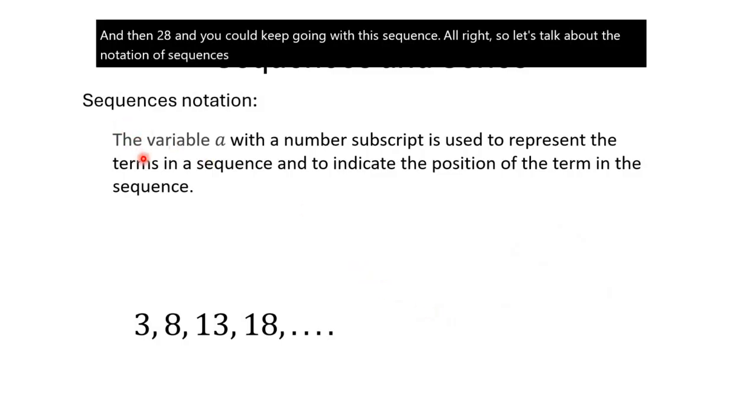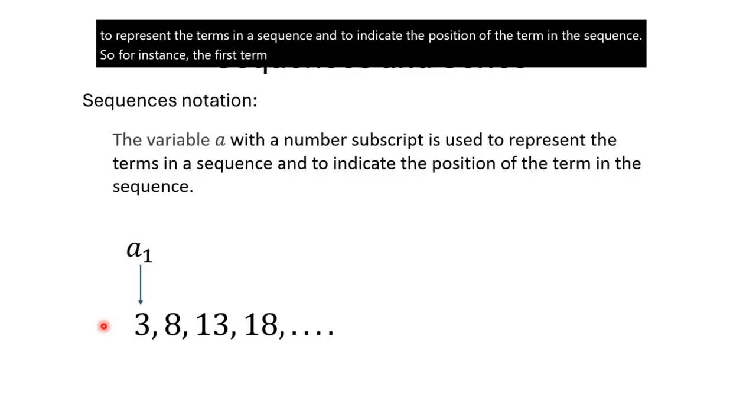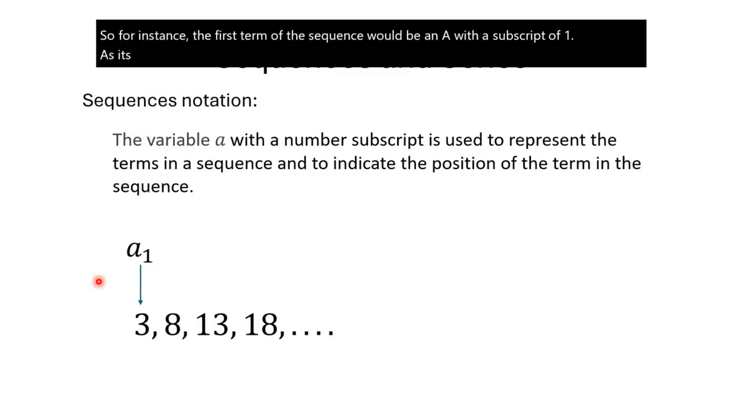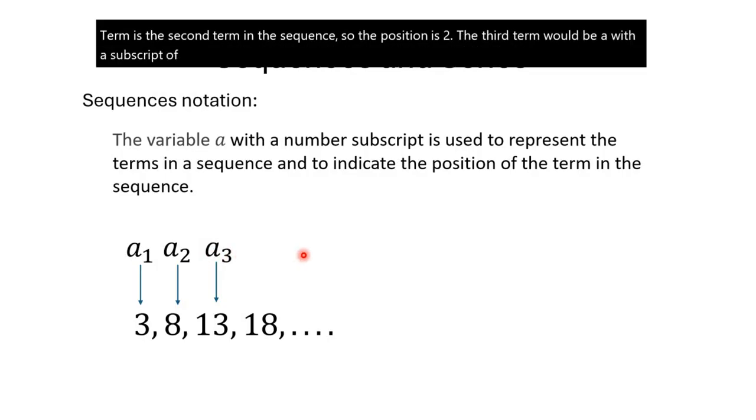So sequence notation. The variable a with a number subscript is used to represent the terms in a sequence and to indicate the position of the term in the sequence. So for instance, the first term of the sequence would be a with a subscript of 1 as its representation. So the second term would just be a with a subscript of 2. That shows that this term is the second term in the sequence, so the position is 2. The third term would be a with a subscript of 3. The fourth term would be a with a subscript of 4.